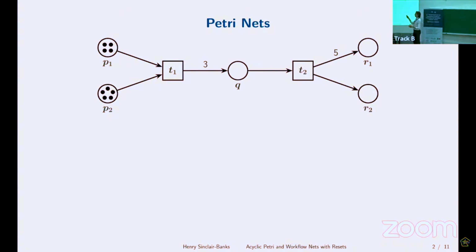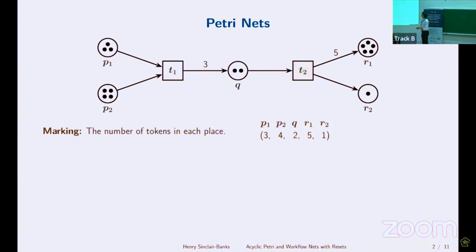So if I was to fire T1 here, I would consume 1 token from P1, 1 token from P2, and then I'd put 3 into Q, like this. And now I have the ability to fire T2 because I've got 3 tokens in Q. I can take 1 to consume, and I can put 5 in R1 and 1 in R2. Okay, fine. And this is equivalent to VAS. I won't explain why. If you want, I can explain separately afterwards.